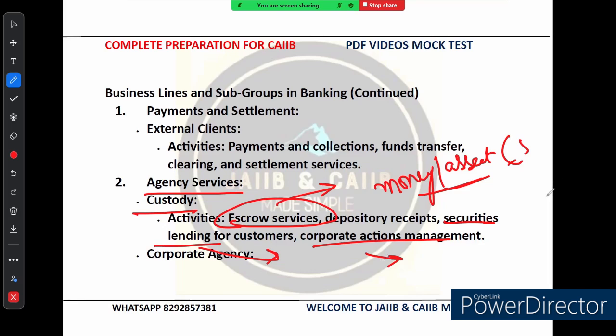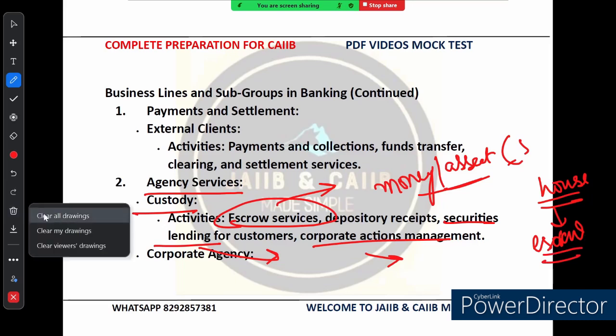For example, suppose you are buying a house. What does the bank do? The bank might hold the down payment in an escrow account until all the conditions of the sale are met.